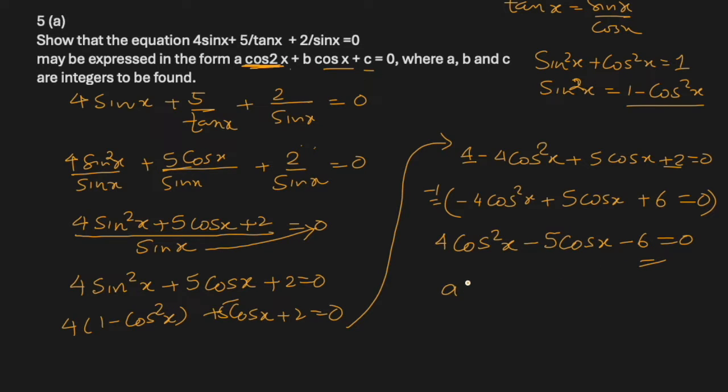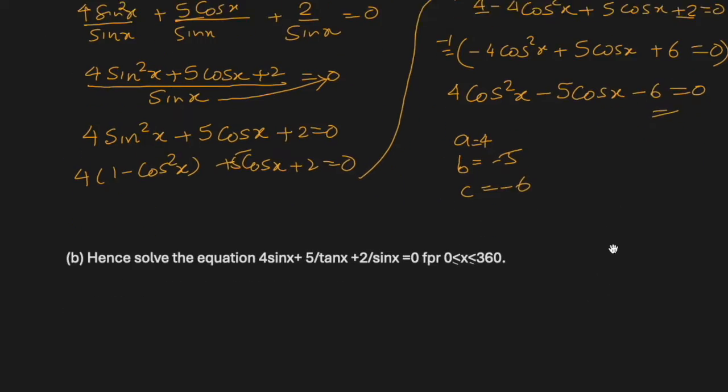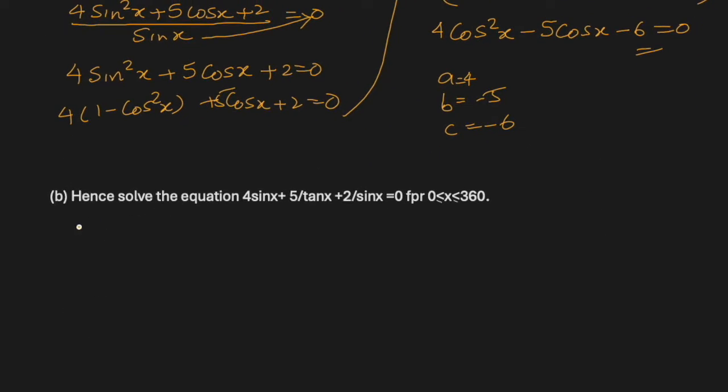We got a equal to 4, b equal to -5, and c equal to -6. If you write the opposite, if you write from here also, that is also fine, because both of them work well. Okay, hence solve the equation. So we have to solve the equation we got here, 4 cos² x. So let's say let cos x equal to some alphabet t. So what does this equation become?